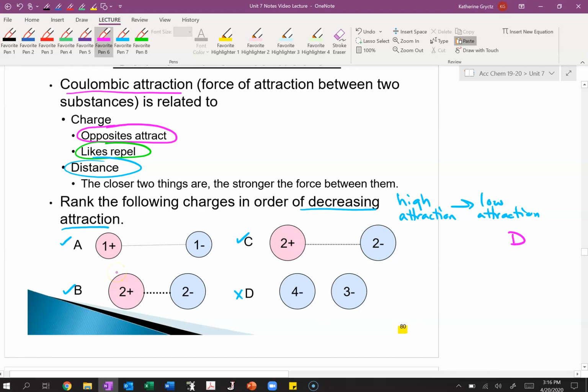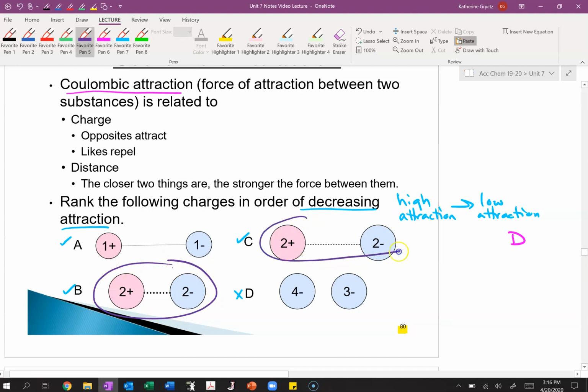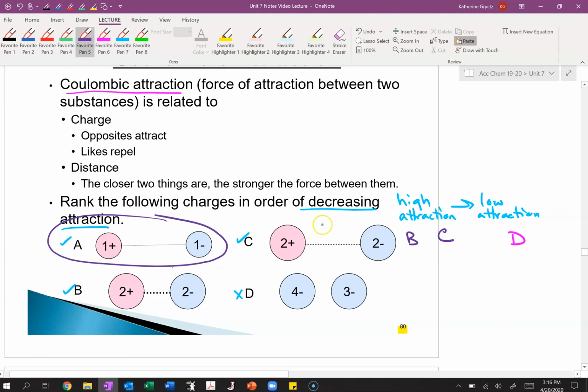Okay, so then if you had to rank the others, the two things that are going to matter are the charges and then the distance between them. The closer they are, the stronger that attraction is going to be. If you look at B, those are pretty close to each other, versus C, those are farther away from each other, but they're the same charges. So B is going to have a higher attraction than C. And then the last thing to do is to rank A. If you look at A versus C, those are roughly the same distance apart from each other. However, C has bigger charges. Bigger charges are going to lead to a bigger attraction, so C is going to be higher than A. So the order that they would go from high to low would be B, C, A, D.